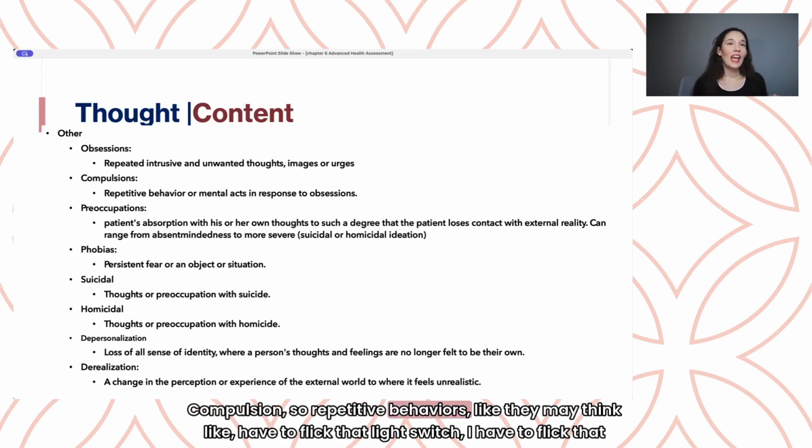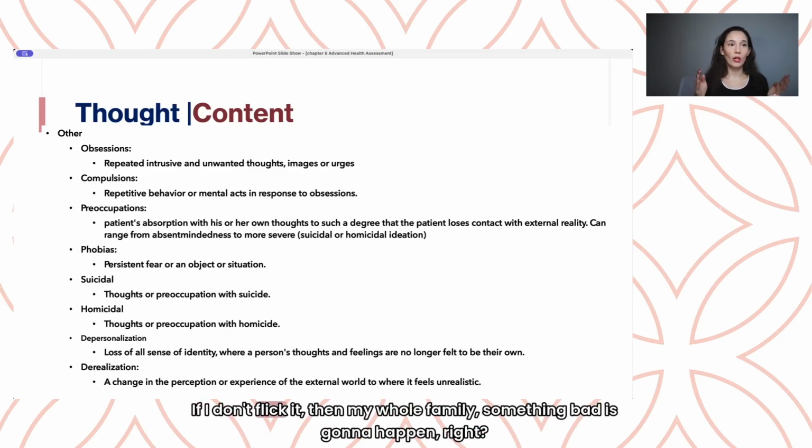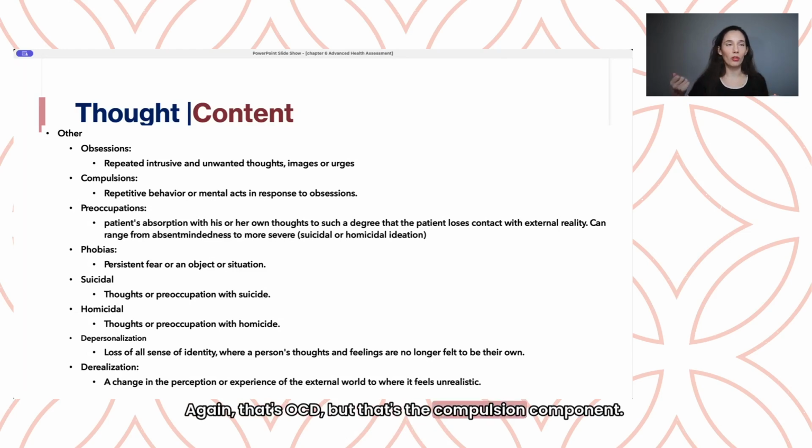Compulsion, so repetitive behaviors, like they may think like, I have to flick that light switch. I have to flick that light switch. If I don't flick it, then my whole family, something bad is going to happen, right? Again, that's OCD, but that's the compulsion component.